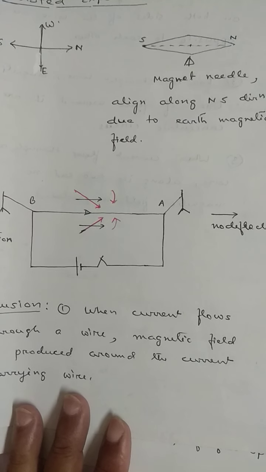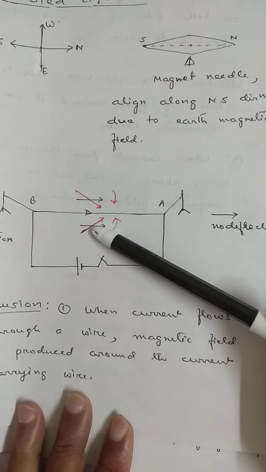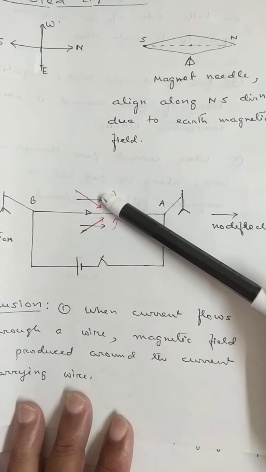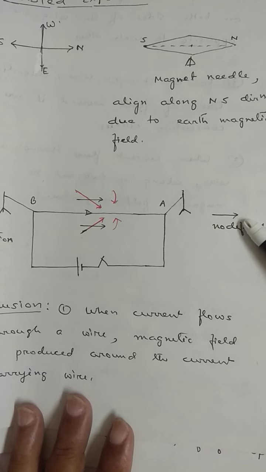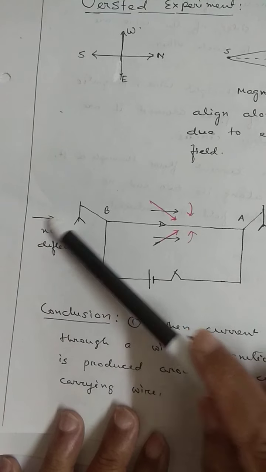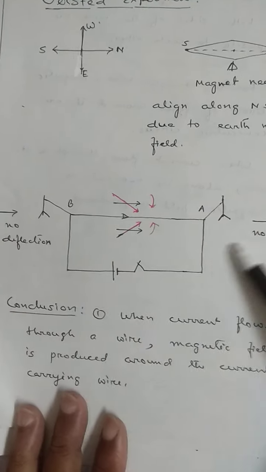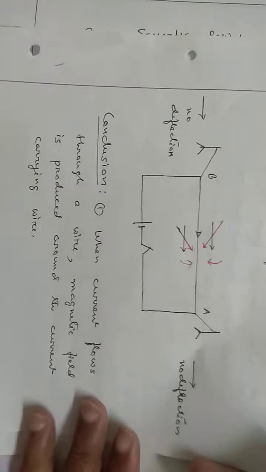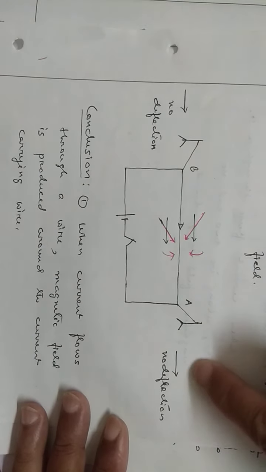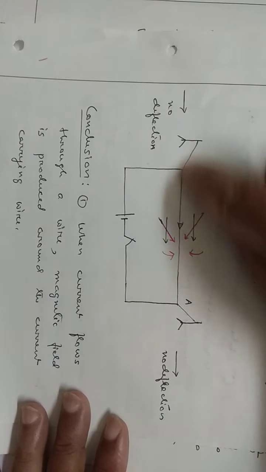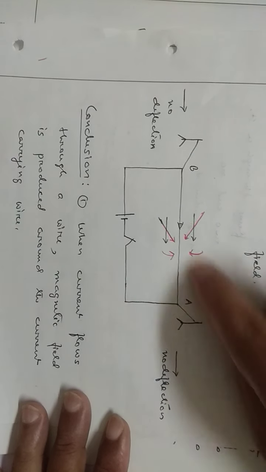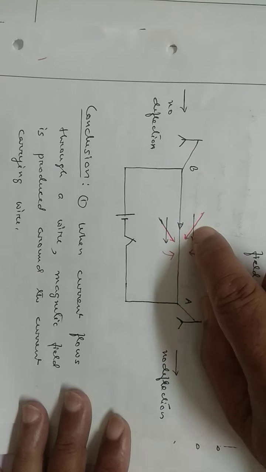Now, I place 4 magnetic needles. This is needle 1, below the wire. This is needle 2, above the wire. This is needle 3, along the axis of the current carrying wire. And this is needle 4 along the axis. You just see, these two needles are very close to these two ends and they are parallel to the length of the wire. This needle is below the wire and this needle is above the wire.